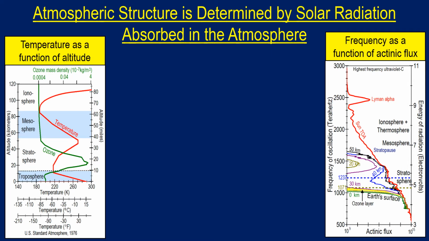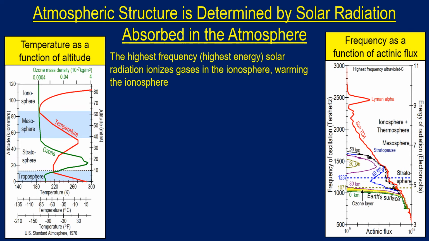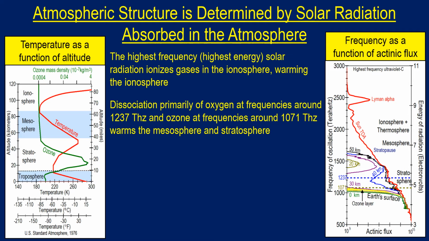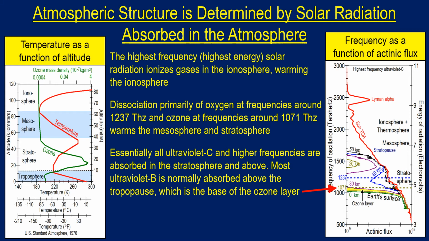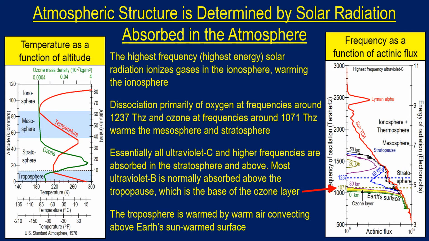Atmospheric structure is determined by solar radiation absorbed in the atmosphere. The highest frequency, highest energy solar radiation ionizes gases in the ionosphere, warming the ionosphere. Dissociation primarily of oxygen at frequencies around 1237 terahertz and ozone at frequencies around 1071 terahertz warms the mesosphere and stratosphere. Essentially, all ultraviolet C and higher frequencies are absorbed in the stratosphere and above. Most ultraviolet B is normally absorbed above the tropopause, which is essentially the base of the ozone layer. The troposphere is warmed by warm air convecting above Earth's sun-warmed surface.